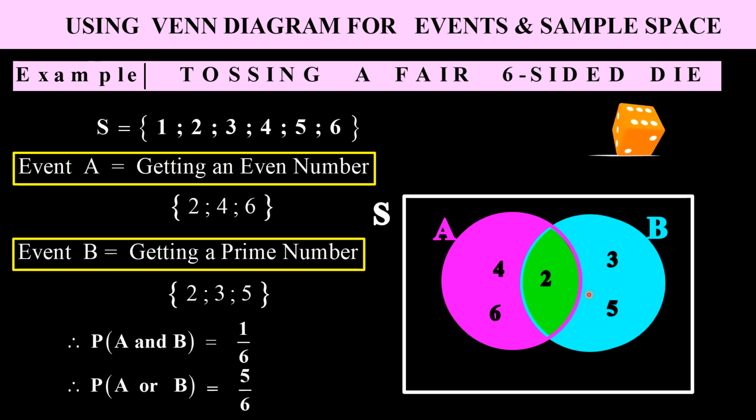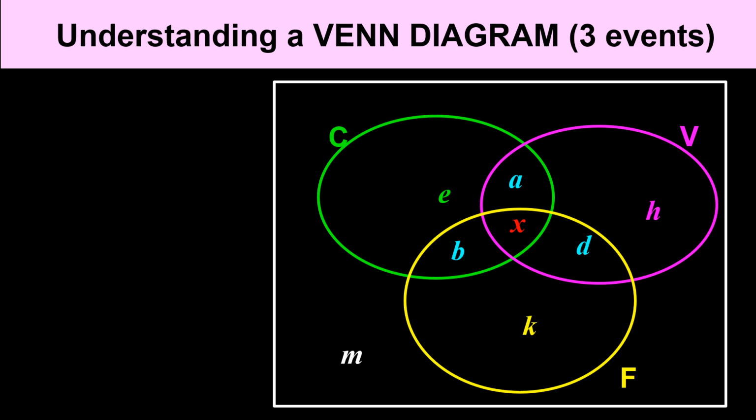There are 5, so the probability there is 5 over 6. Now let's try to understand our Venn diagram. There we have the Venn diagram, and the number of outcomes is represented by E, A, X, D, H, B, K, and M. That's E, the region A, so that's the A part. H would be that part there.